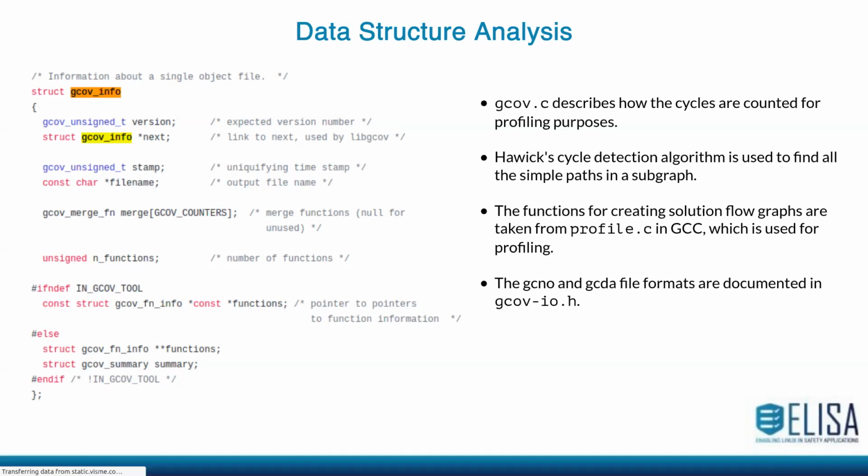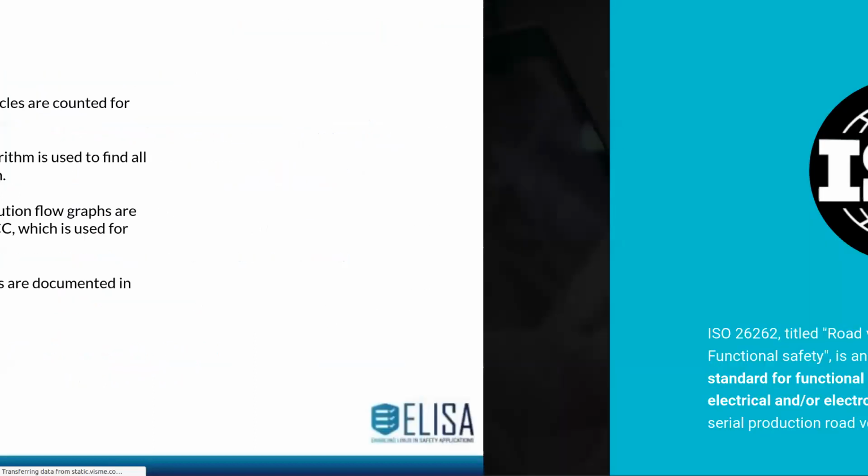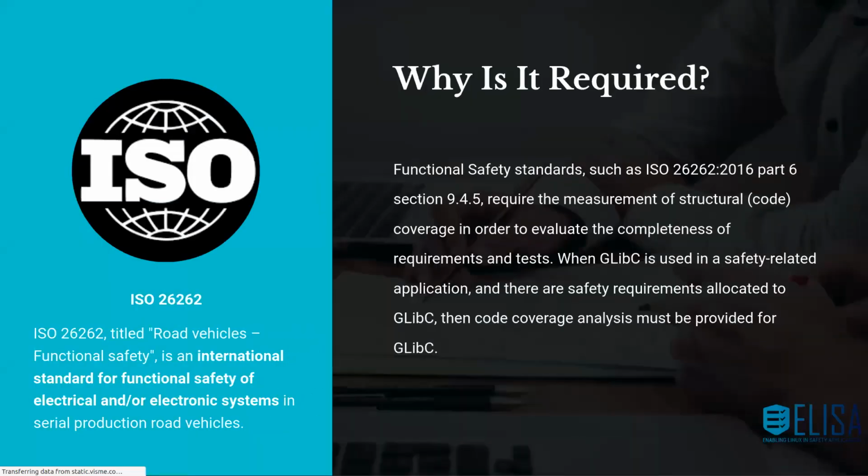The functions for creating the flow graphs are taken from profile.c. It's taken from the C profiler, which is used for profiling. The GCDA and GCNO files, how are they written? That is documented in gcov-io.h. So this was enough about how gcov works underneath. Now, in the context of this, we'll be better able to understand the problem that we solved and how we solved it.